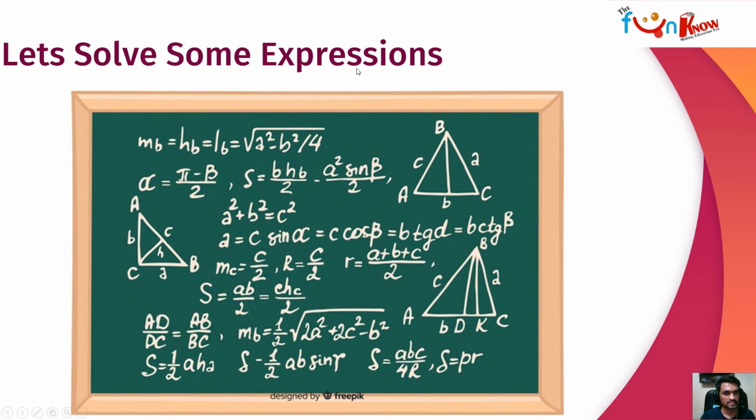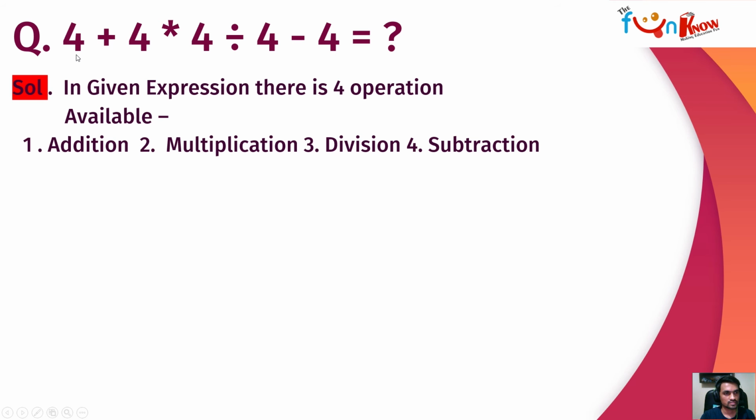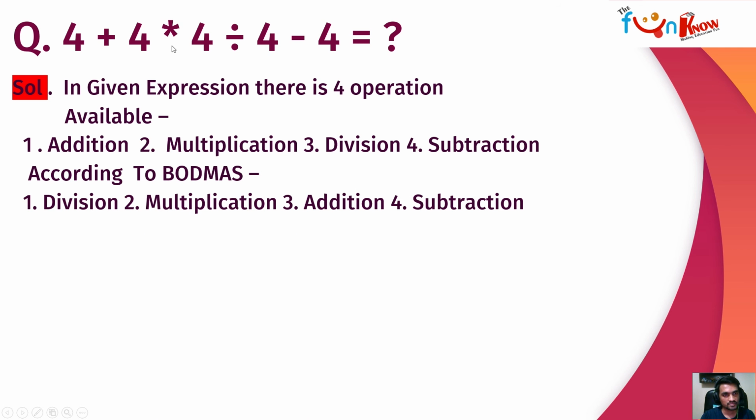Now let's solve some expressions. Let's start with the first one: 4 plus 4 multiplied by 4 divided by 4 minus 4. In this expression there are 4 operations: plus, multiplication, division, and minus. So which should be done first? According to the BODMAS rule, first we need to solve the brackets, then orders, and then division. But in this expression there are no brackets and no orders. So we first start with the division. Then we move to the multiplication, then addition, and then subtraction.